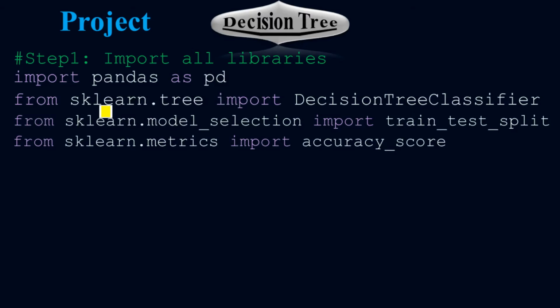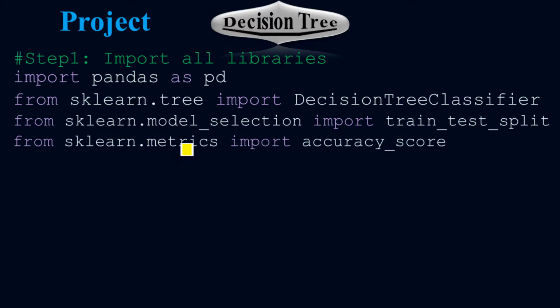And then we have used scikit-learn. From scikit-learn, we take tree. From the tree, we imported DecisionTreeClassifier. Decision tree is the classifier for this model. And then again from scikit-learn, we take model selection. From the model selection, we have imported train_test_split, which is used for splitting the data into training and testing sets. And then again from scikit-learn, we take metrics. From the metrics, we have imported the accuracy score.